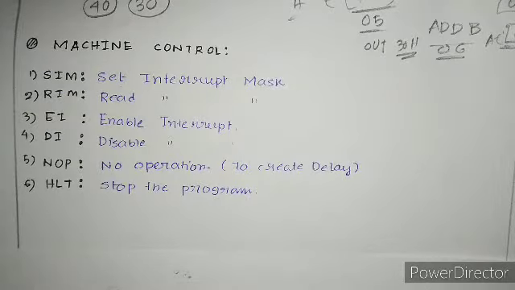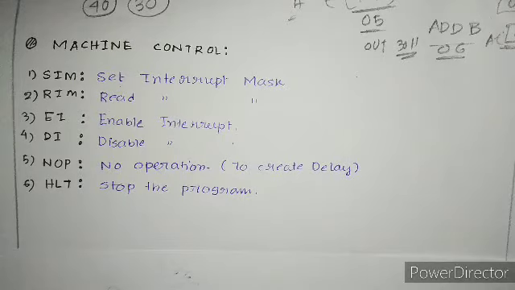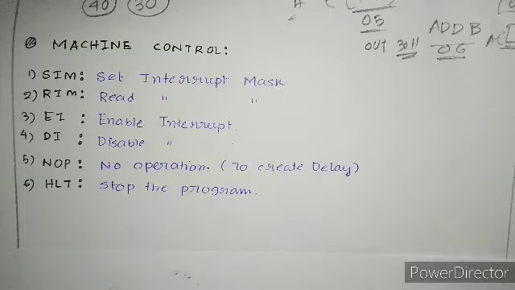The last instruction group is machine control. In machine control we have certain instructions which I will discuss later in the interrupts video, but for now just remember that there are SIM, RIM, EI, DI, NOP and HLT. So what are its tasks? SIM and RIM, these two are important in interrupts: set interrupt mask, read interrupt mask.